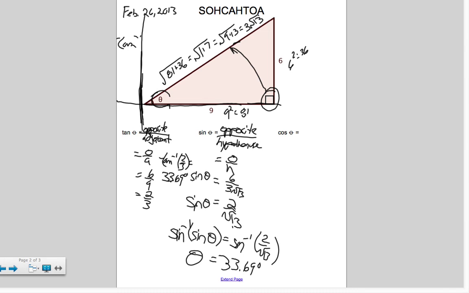So cosine. We'll work on how to do the calculator after this picture. So cos of theta, the last comparison that we can have, is we can compare the adjacent side over the hypotenuse.